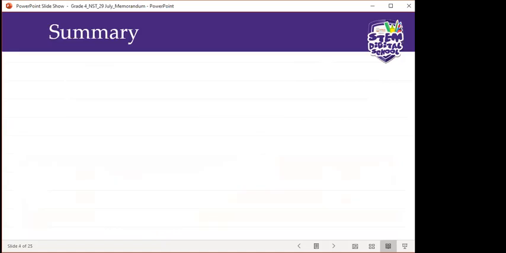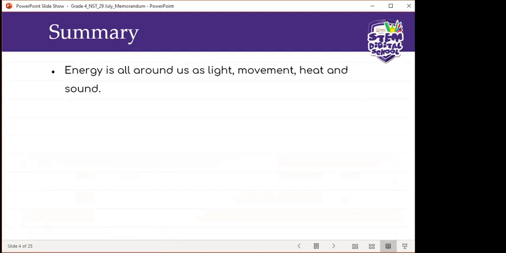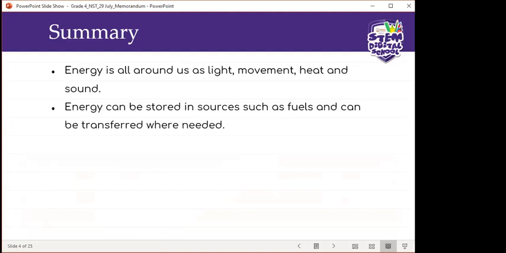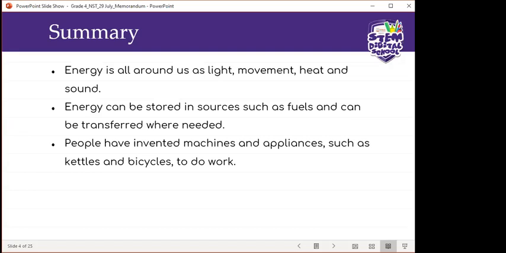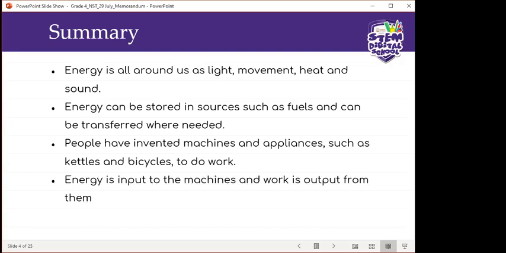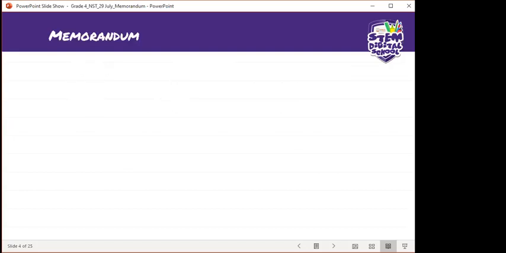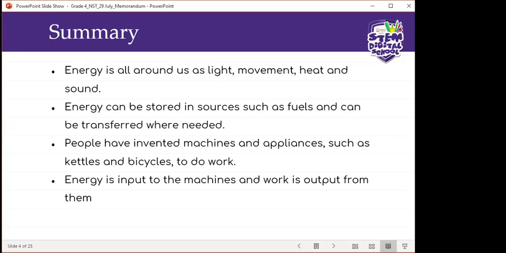Okay. Then the summary for stored energy in fuels. Energy is all around us as light, movement, heat, as well as sound. Energy can be stored in sources such as fuels and can be transferred where needed. Then people have invented machines and appliances such as kettles and bicycles to do work. Then energy is input to the machines, and then work is the output from them. All right, cool. So that is our summary.